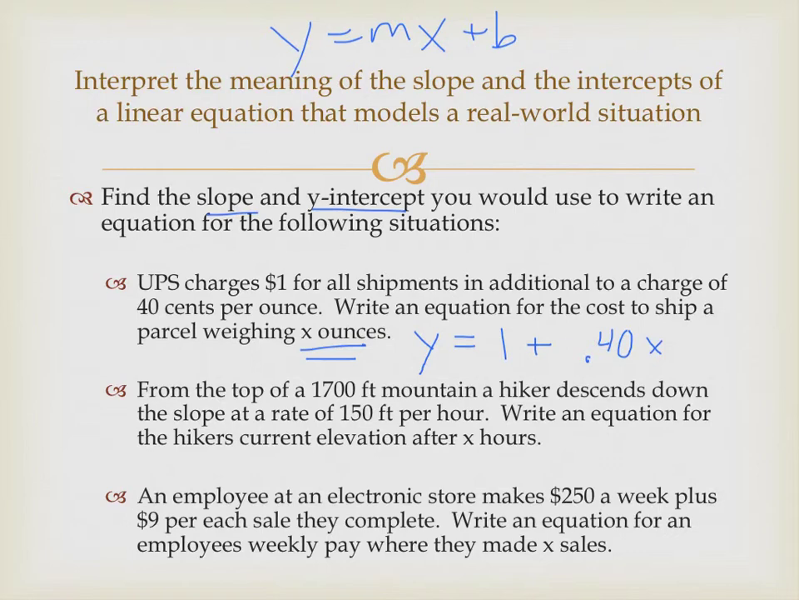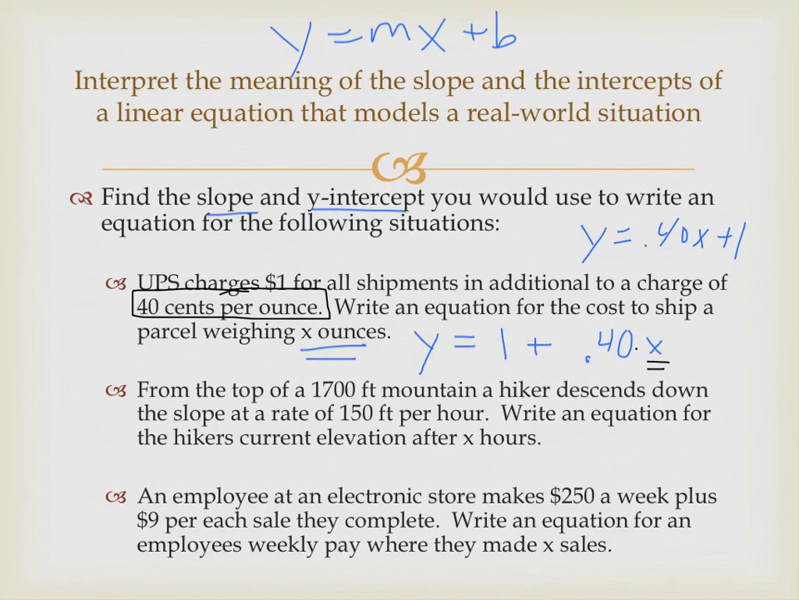So notice, if you're going to ship something that weighs 0 ounces, you owe $1 to UPS. If something weighs, let's say, 2 ounces, you owe an additional 80 cents plus that dollar. So no matter what, that's like your y-intercept. You owe UPS $1. However, 40 cents per ounce really means it's multiplied or attached to x, which is the number of ounces. So this 40 cents per ounce, that's code for your slope. And again, I could have written this as 0.40x plus 1. We're saying the exact same thing.